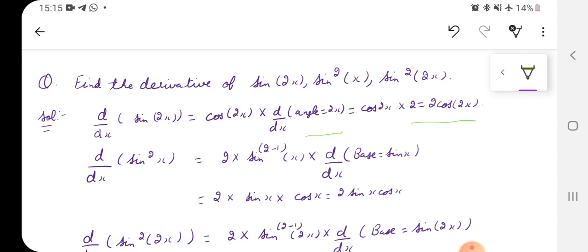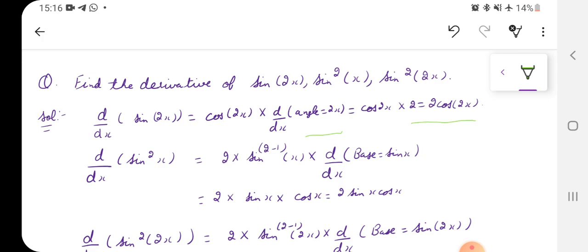Next, they are saying to find the derivative of sin square x. Now here comes the power rule. We have power 2, right? And we have to take the differentiation. Now the power rule says power ahead and then the power will be reduced by 1. So power 2 is taken ahead and the power of sin is reduced by 1, that means 2 minus 1 of x.